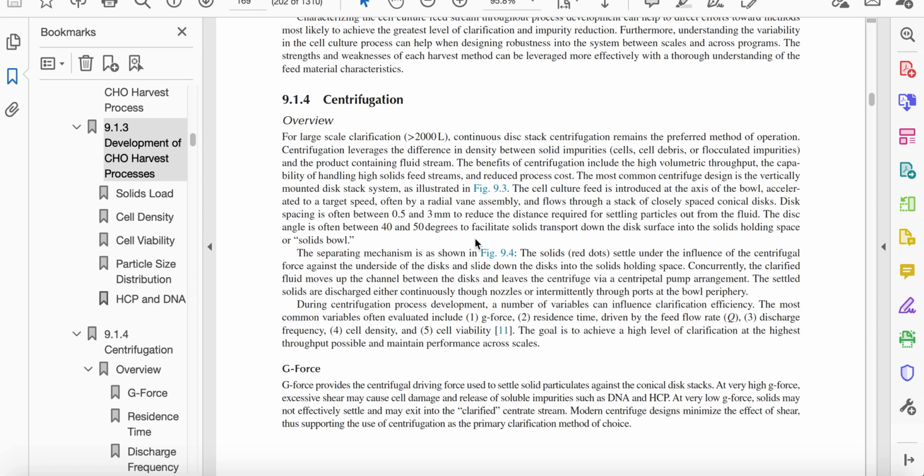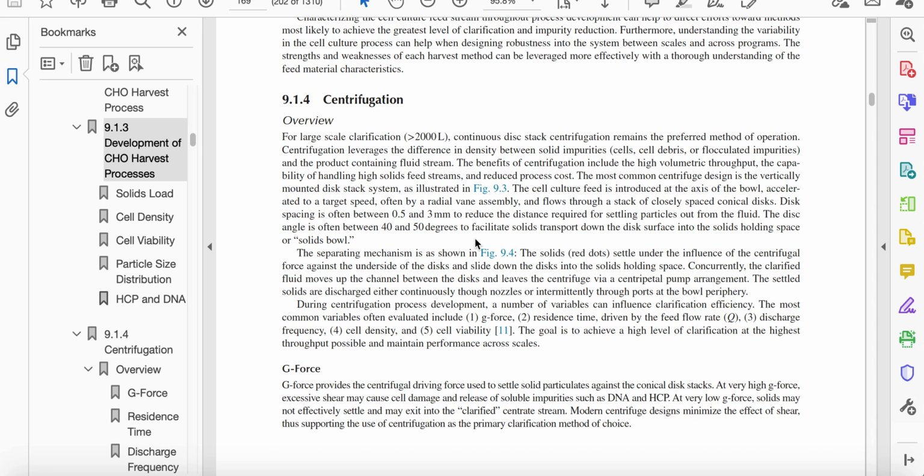The cell culture feed is introduced at the axis of the bowl, accelerated to a target speed, often by radial vane assembly, and flows through a stack of closely spaced conical discs. Disk spacing is often between 0.5 and 3 millimeters to reduce the distance required for settling particles out of the fluid. The disk angle is often between 40 and 50 degrees to facilitate solid transport down the disk surface into the solids holding space of the solid bowl.